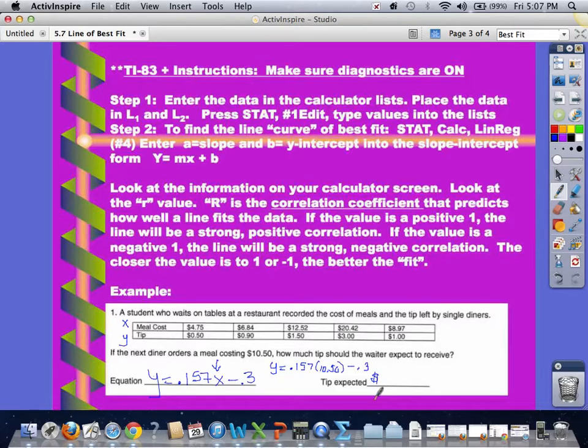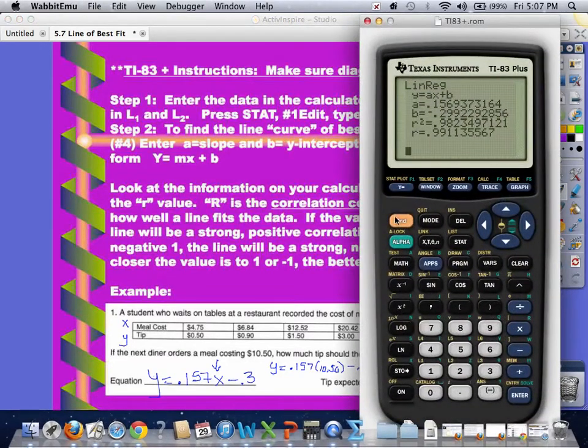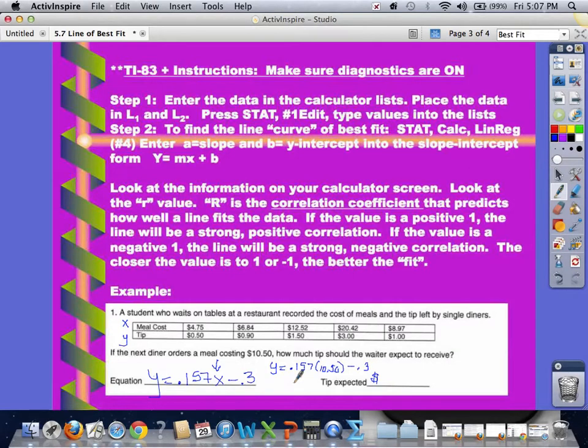So let's go ahead and get my calculator back up, and I will type this in. So it's going to be 0.157 parentheses $10.50 minus 0.3. Enter. So that is saying that we should get $1, and rounding to cents, that should be $1.35. Okay, $1.35. So that should be in tips $1.35.